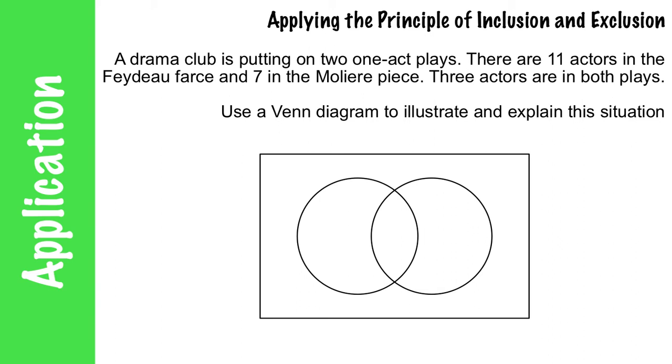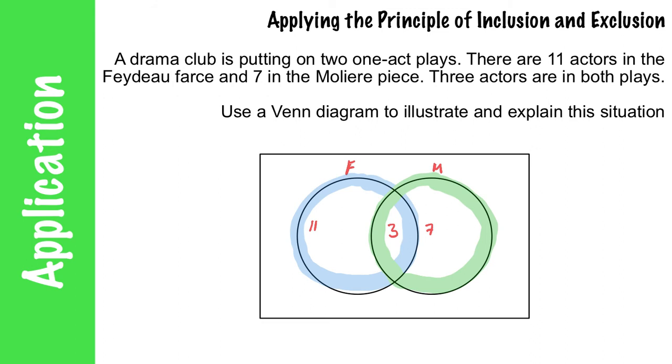The next example is about a drama club that is putting on 2 one-act plays. There are 11 actors in the Feydeau farce, and there are 7 in the Molière piece. 3 actors are in both plays. So at this point, we have too many actors in our Venn diagram. In the blue circle on the left, there needs to be a total of only 11, and in the green circle on the right, there should be a total of only 7.